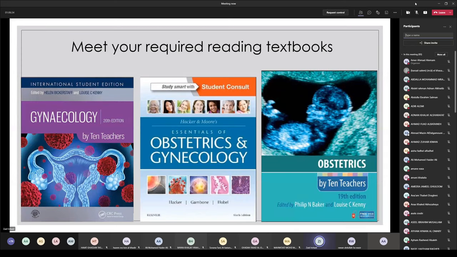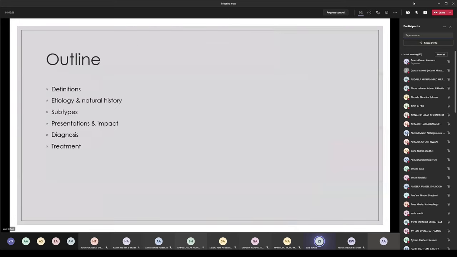Gynecology by Ten Teachers, Hacker and Moore, Obstetrics by Ten Teachers.